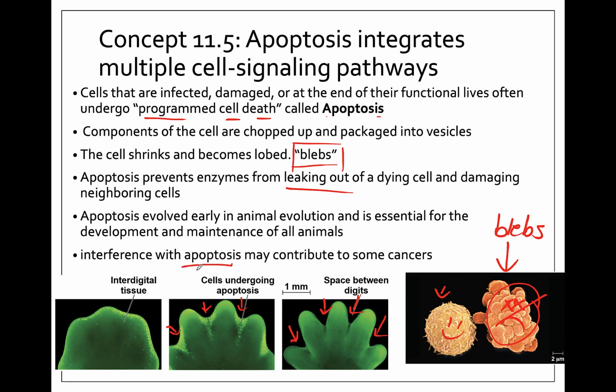Apoptosis is sometimes used by tumor suppressor cells to contribute to killing cancer. And so if apoptosis is stopped or it's not properly brought about, then that's how some cancers are formed. So a cancer would be a cell dividing when it's not supposed to. And if that cell was supposed to be killed and then wasn't killed, it could continue to go on and form some form of cancer.